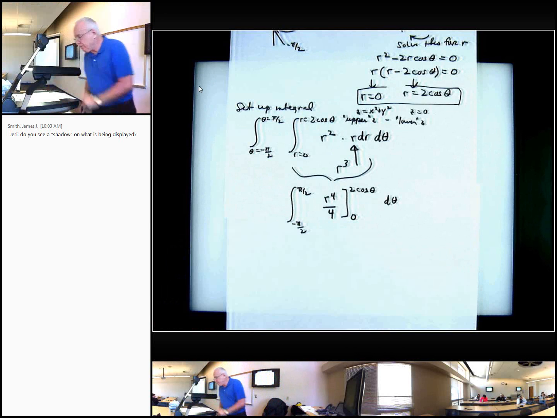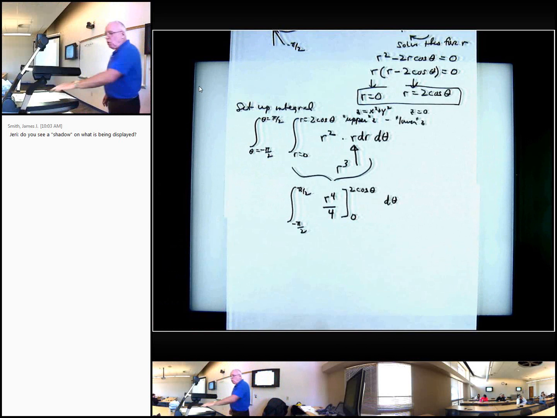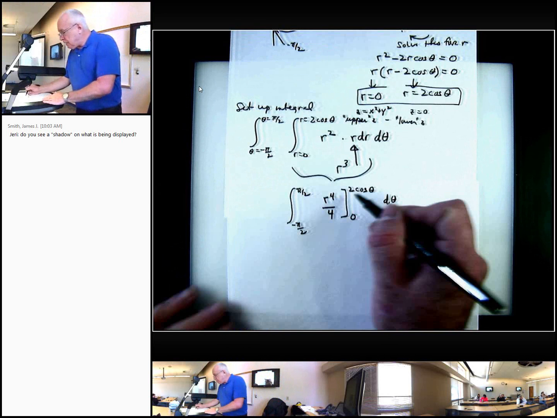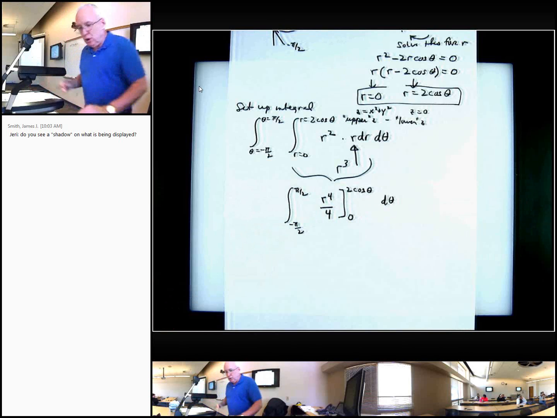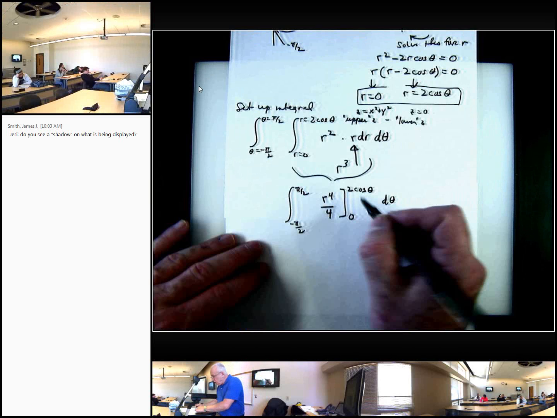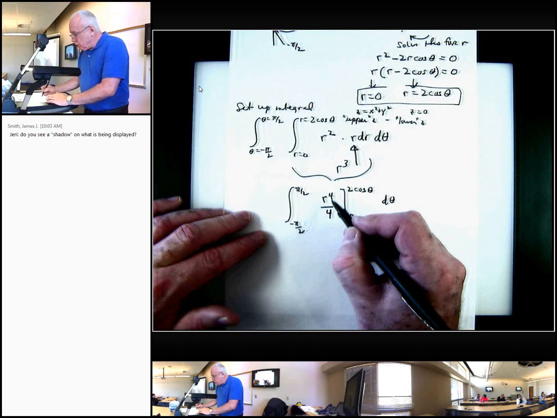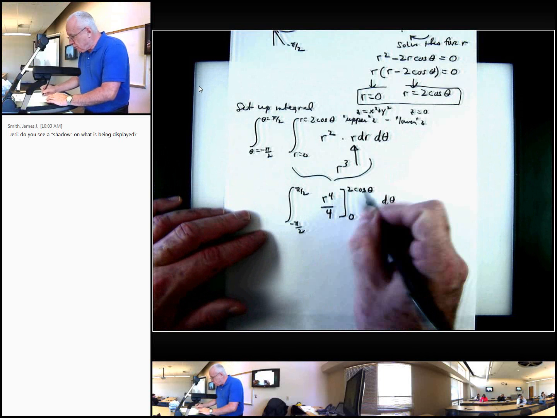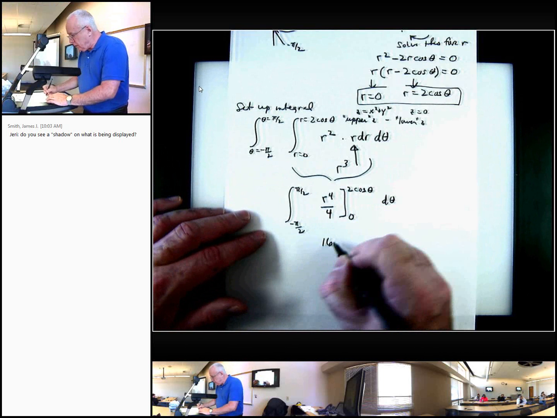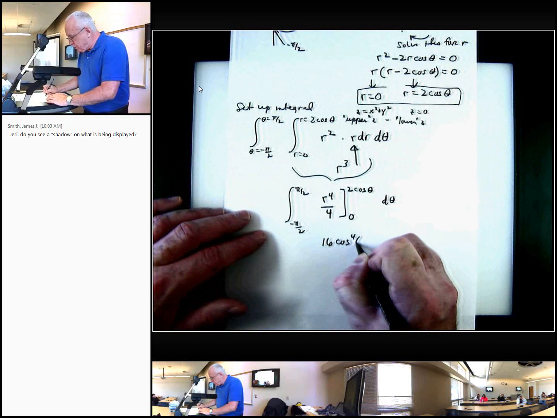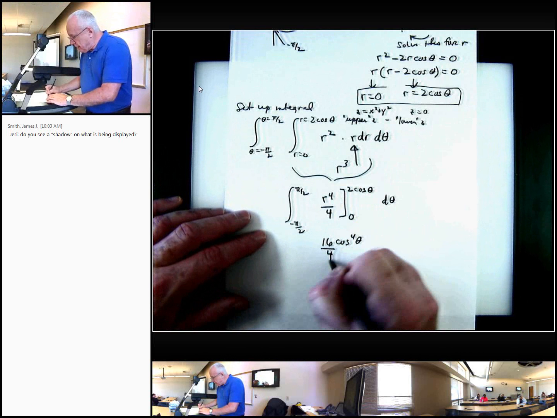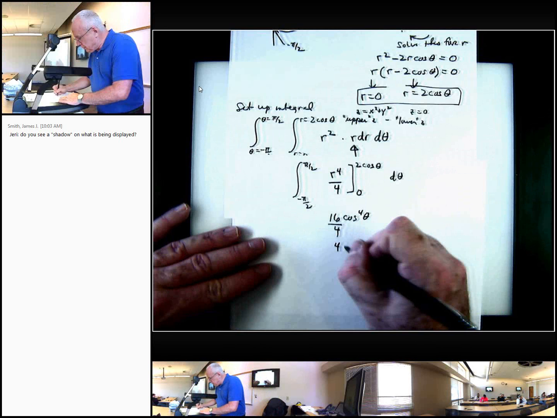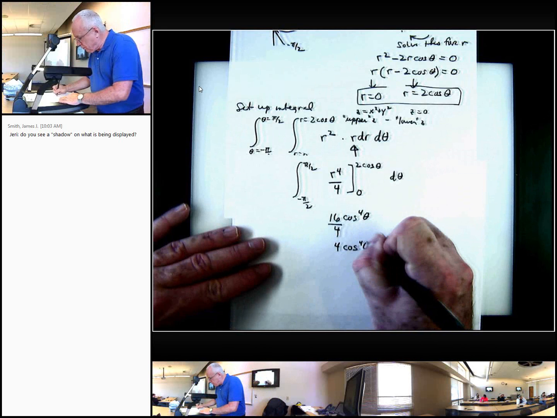Now this one, the lower value for r is just 0, so we don't have to worry about that. Now I need to plug in for my upper value 2 cosine of theta. So what that's going to give me is 2 to the 4th times cosine to the 4th. So 2 to the 4th is 16 cosine to the 4th power of theta, and it's divided by 4. So that, of course, gives me 16 over 4 cosine to the 4th theta.